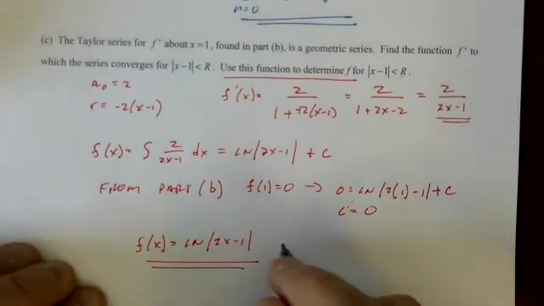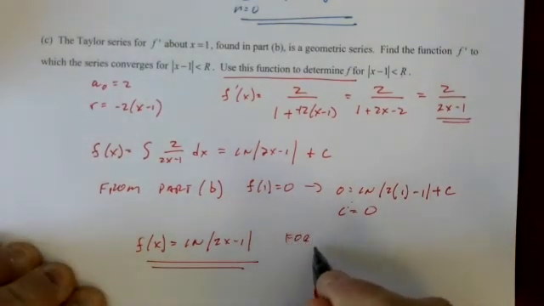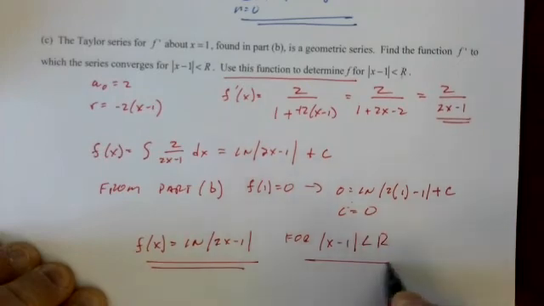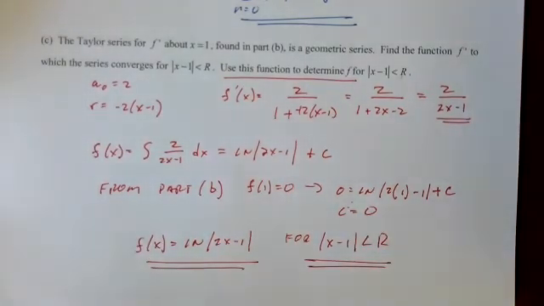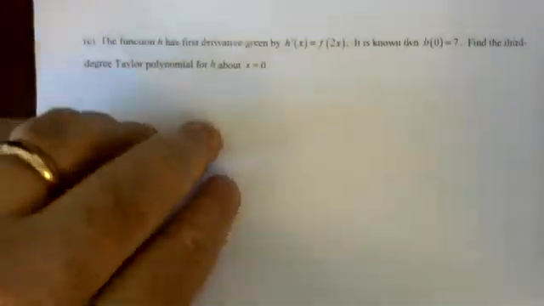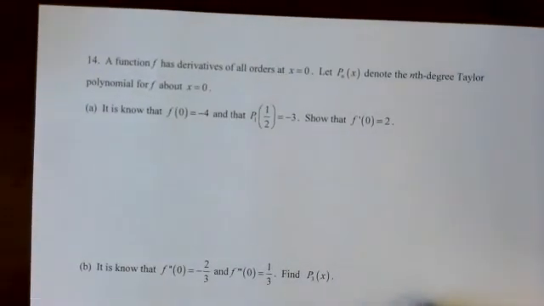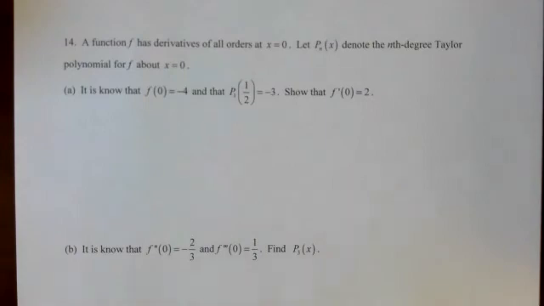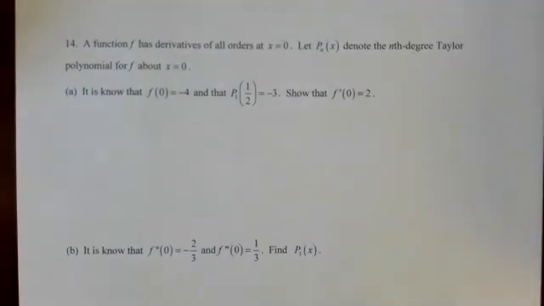And that's what they just said here. Remember, it only works on an interval of convergence, which we never figured out. There it is. Woo! Guess that's breaking the sweat here. Next problem: a function with derivatives for all orders, n-degree polynomial. Known f of 0 equals -4, P1 of 1/2 equals -3, show that f prime of 0 equals 2.